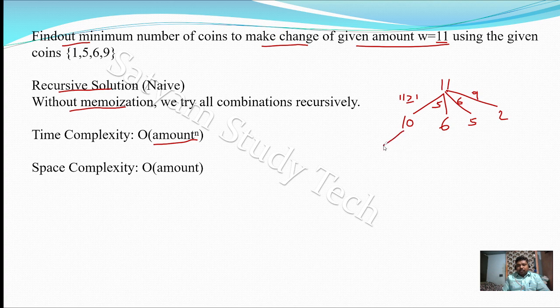Here also you can divide. Here it is 1 and 5 and 6 and 9. So here 10 minus 6 is 4. Here it is 1, so a 1 rupee coin, it is a small problem. Again this is also divided into 1, 5, 6 and 9. Like that you can expand this entire tree.